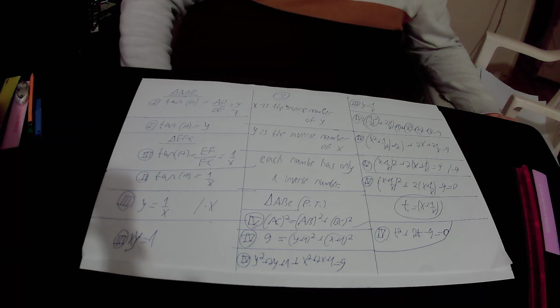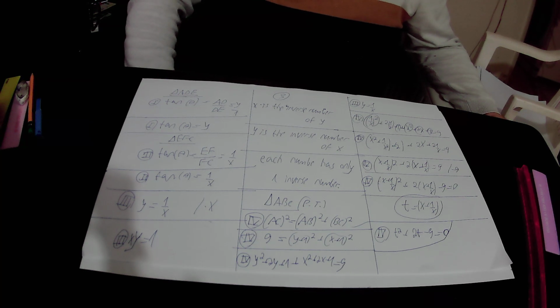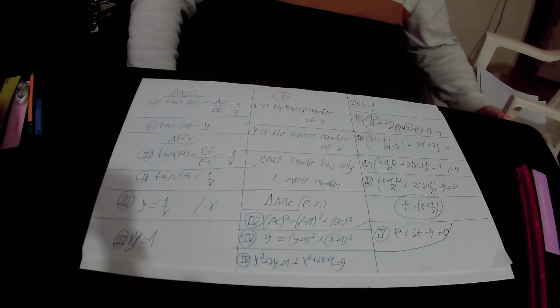And we also have the rule that each number has only one inverse number. Okay? Each number has only one inverse number. The inverse number of 5 is 1 over 5, and it is only 1 over 5. 5 has no other inverse number than 1 over 5.